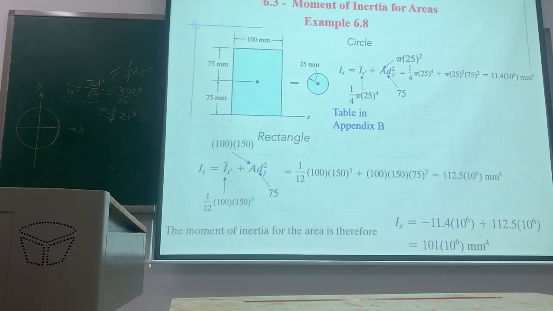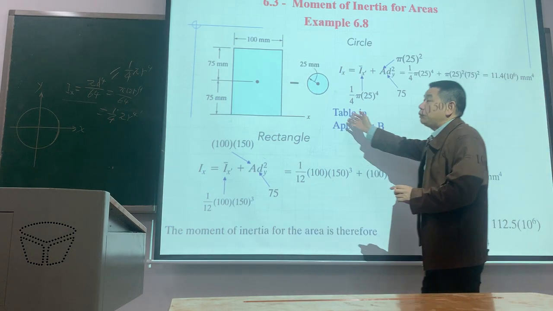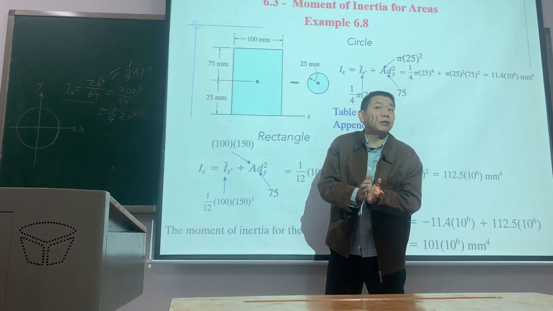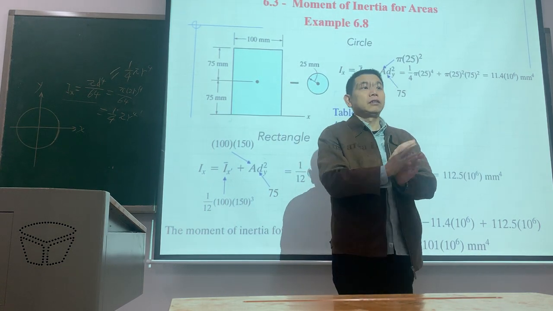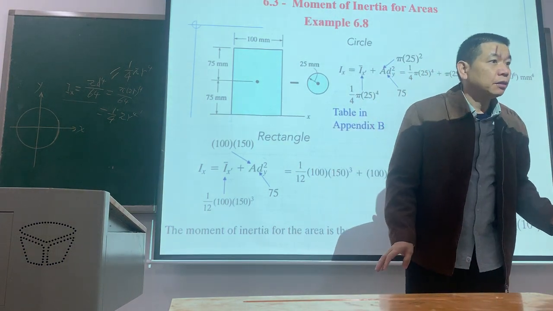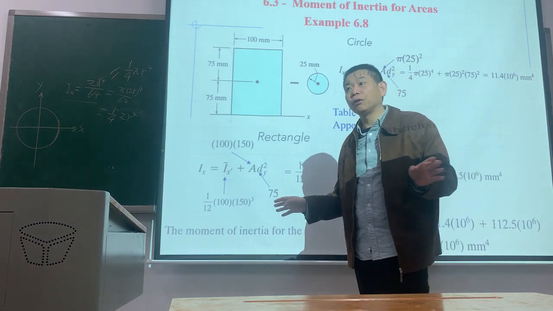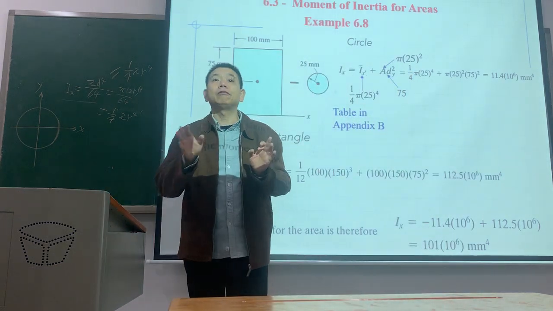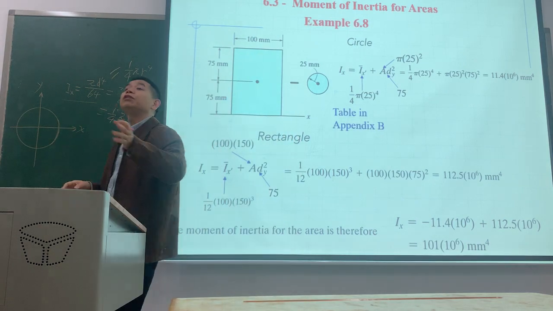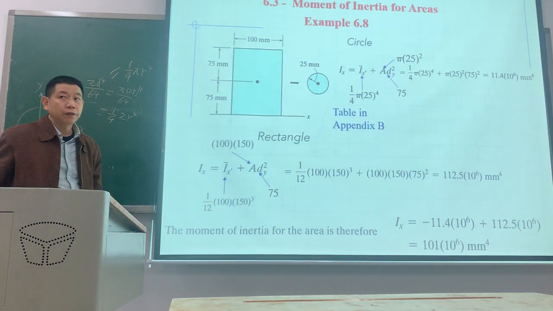Sometimes the area is a symmetric area, but in practice, there is some cross-section that is not symmetric. So at first, we have to find the center. After that you will know. Okay?